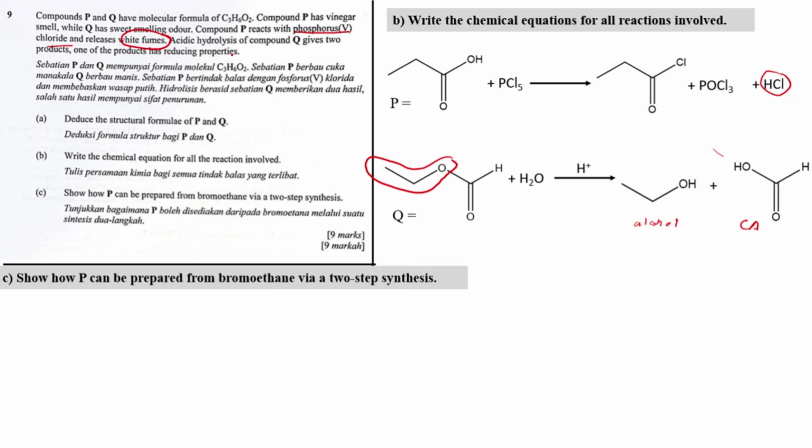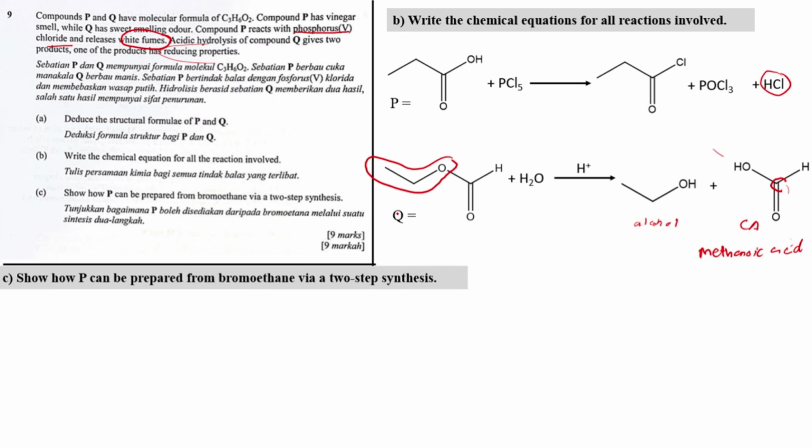It has reducing properties. Okay, reducing properties. This is because it only contains 1 carbon. So this 1 carbon here is known as methanoic acid. Methanoic acid is a special acid because it has a carboxyl group, and at the same time, it has the aldehyde group. So it can be reduced. So it has reducing properties. Okay, so we know that our structures are correctly drawn for P and Q.